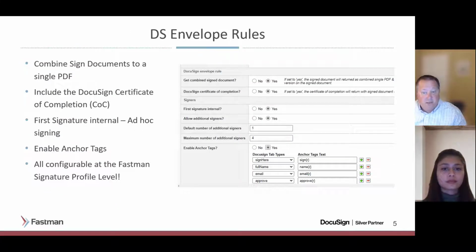Taking the profile a step further, there are also some very specific Docusign envelope rules available to you, such as the ability to include the Docusign certificate of completion appended to the signed document so it comes back into Content Suite as a single PDF. Very popular. There's also the first signature internal option, and essentially this allows for ad hoc signing scenarios you may have.